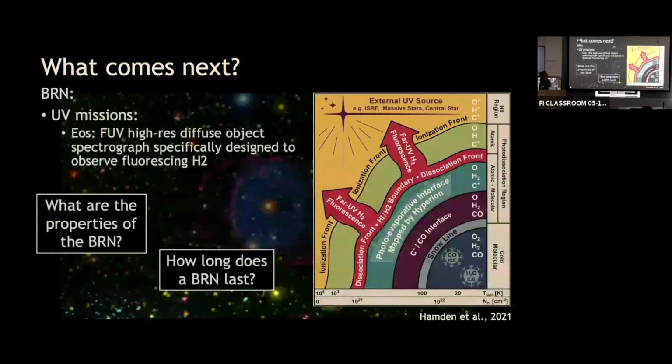And then thinking a little bit further ahead to a mission that I'm working on, a far-ultraviolet high-resolution spectrograph concept that would study diffuse objects, primarily things like molecular clouds and star-forming regions, but is specifically designed to study fluorescent molecular hydrogen in the UV, and would be an excellent resource to help us diagnose the properties of other Blue Ring Nebulae if they're out there, as well as this one, and help us understand how long they expect to stick around.